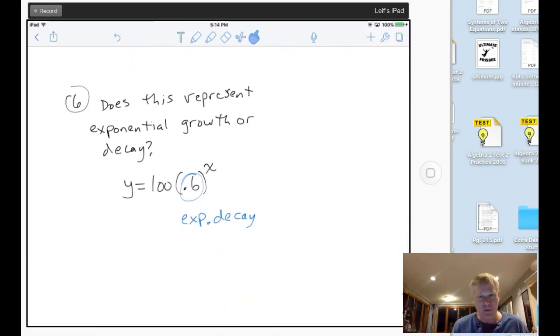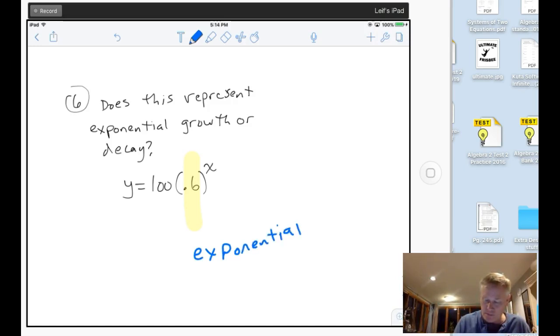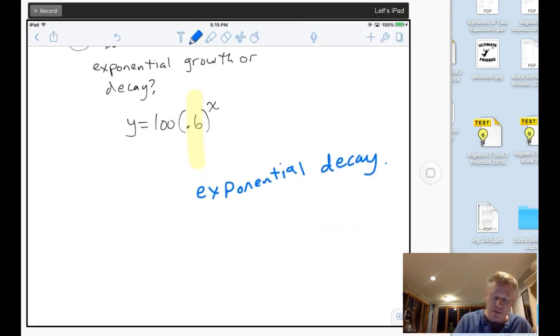Next one, number 6. Does this represent exponential growth or decay? y equals 100 times 0.6 to the x. Well, the only thing that really matters with this question is the 0.6. Since it's between 0 and 1, this will represent exponential decay. If they ask what's the initial amount, it would be 100. Okay.